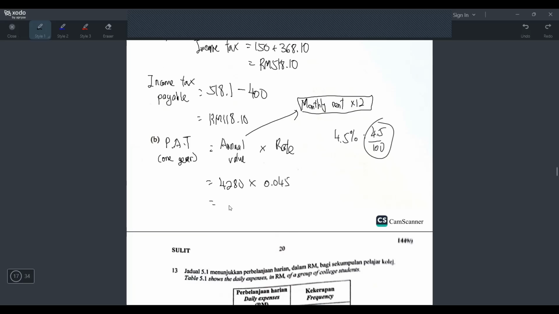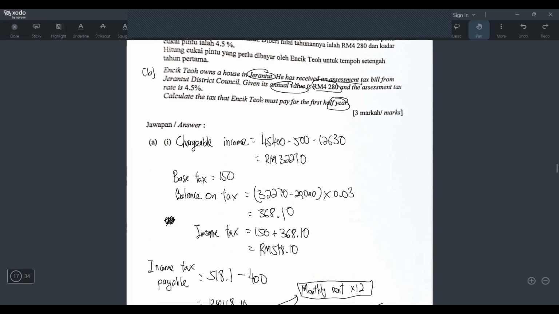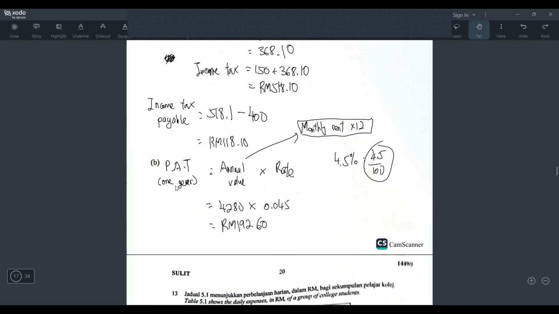Okay, my calculator gives me RM192.66, right? But this is not the answer. This is not the answer. Read the question. Calculate the tax that Encik Teo must pay for the first half year. This formula is to find one year. So what is the half year?